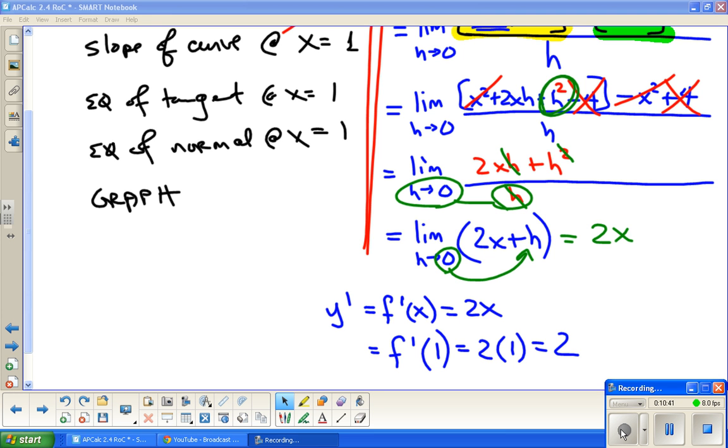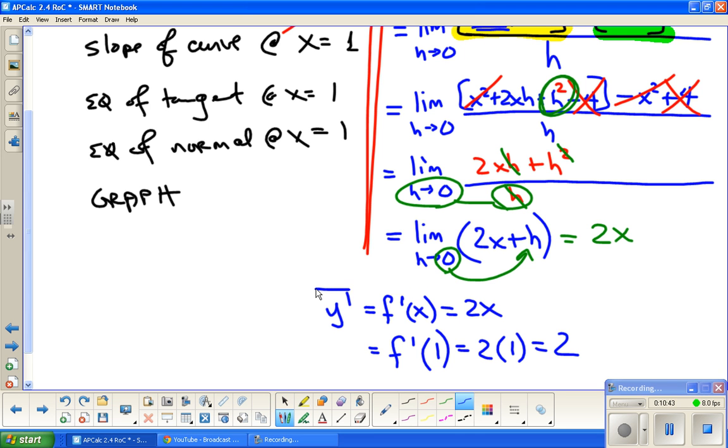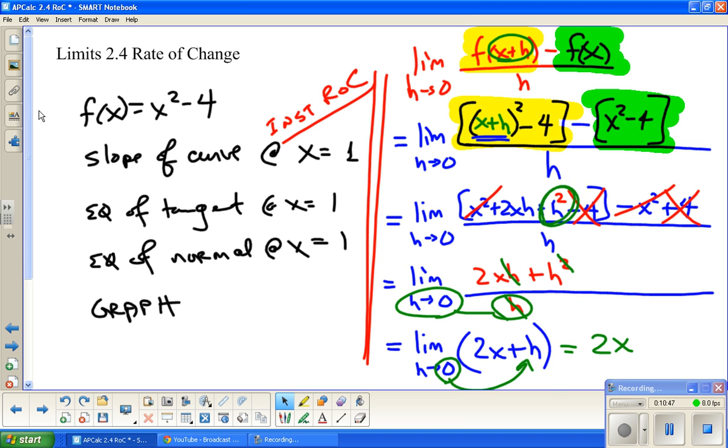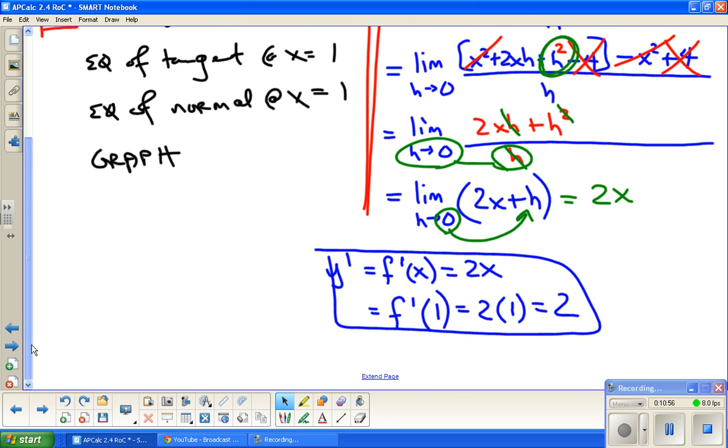Okay. What we need to do now is put this to use. Quick little note here. We did that. Slope of the curve we said was 2. Now we need the equation of the tangent line. Well, a tangent line is a line that's tangent. Isn't that clever? It's tangent to the curve.